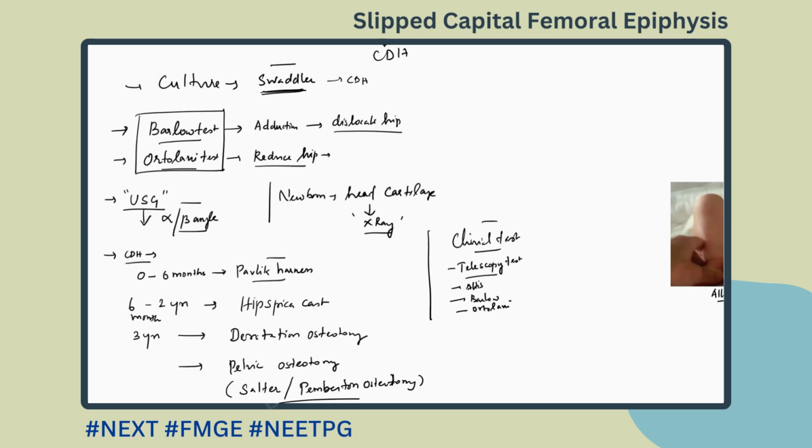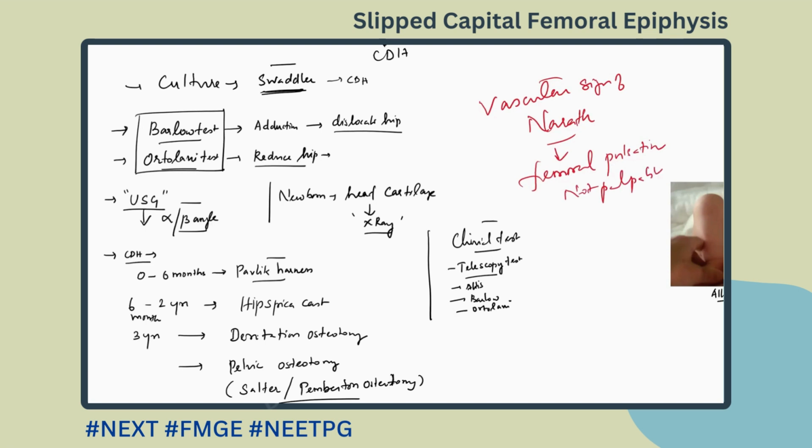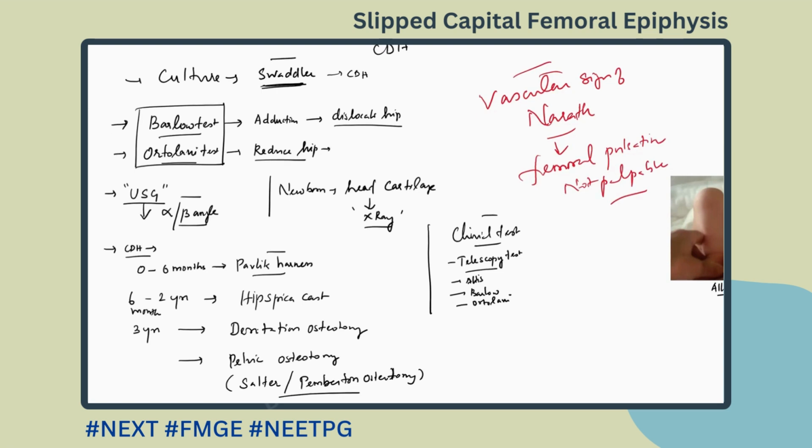Similarly, in a child with congenital dislocation of the hip, you will not be able to feel the femoral artery pulsation, very similar to posterior dislocation of the hip in an adult. That sign is called the vascular sign of Narath, where the femoral pulsations are not palpable because of dislocation. Okay. So these are two important conditions.